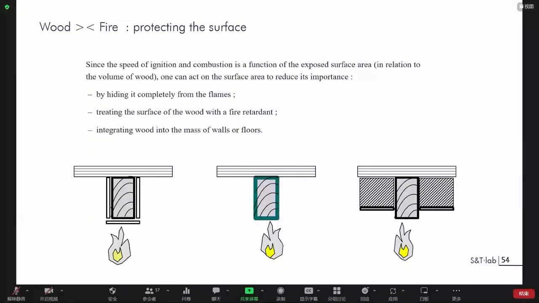So keep in mind it is the question of the proportion between surface and volume, and the easiest way to protect timber is just to withdraw surface from the presence of fire. So you can do this by using panels made of lime, for instance. You can use specific paint for this, or you can include the timber into other components of the architecture to be protecting timber against fire.